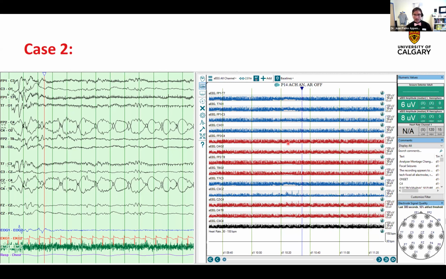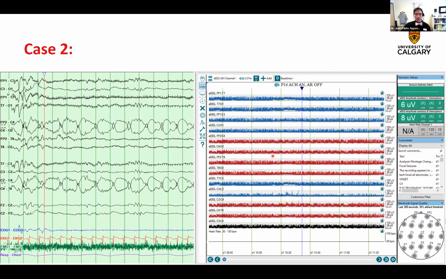Although you can see much more oscillation on the right than on the left, you need to compare apples with apples. So you compare FP2 with C4, and FP1 with C3, because those are homotopic contralateral areas. And you can see how asymmetric and different the findings are in those two.